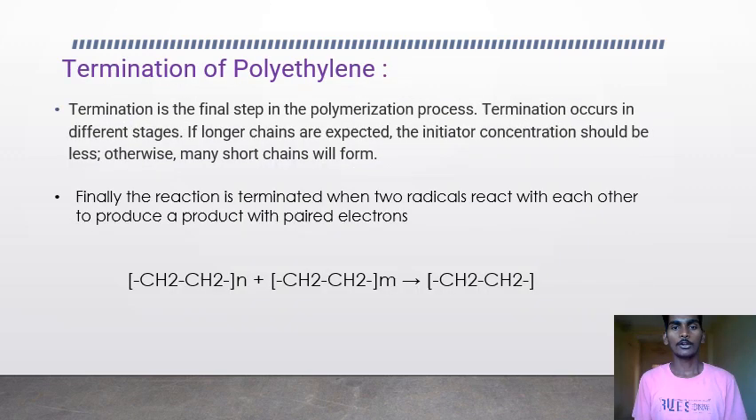Thank you. Hello ma'am, my name is Vaibhav Santosh Thengde. I explain about the termination of polyethylene. Termination is the final step of the polymerization process. It involves the deactivation of free radicals. The termination occurs in different stages. If longer chains are expected, the initiator concentration shall be less, otherwise many short chains will form. Finally, the reaction is terminated when two radicals react with each other to produce the product with paired electrons.